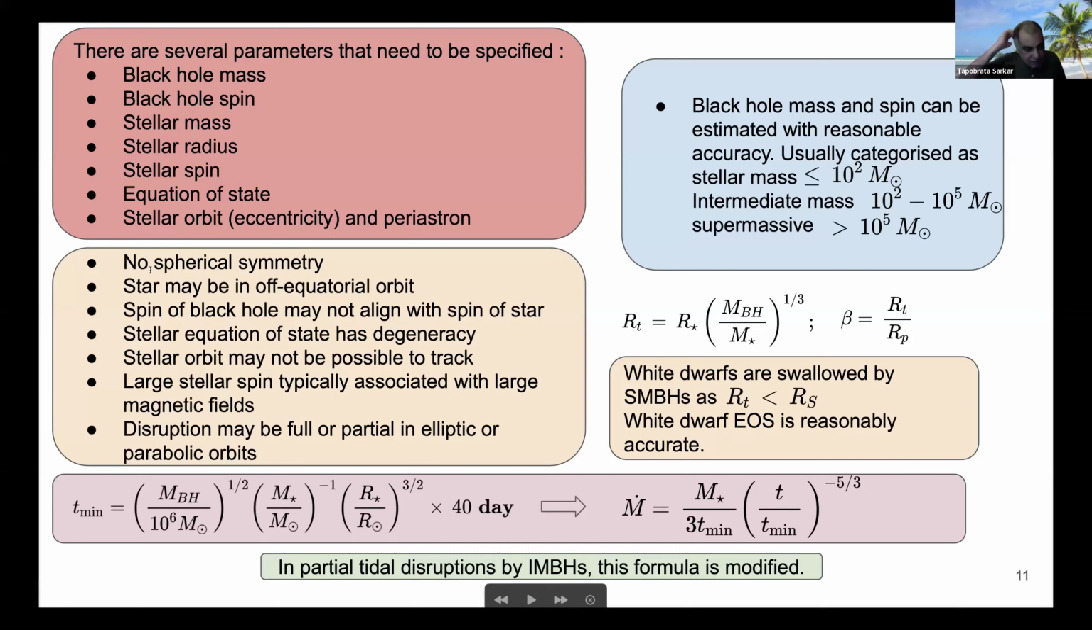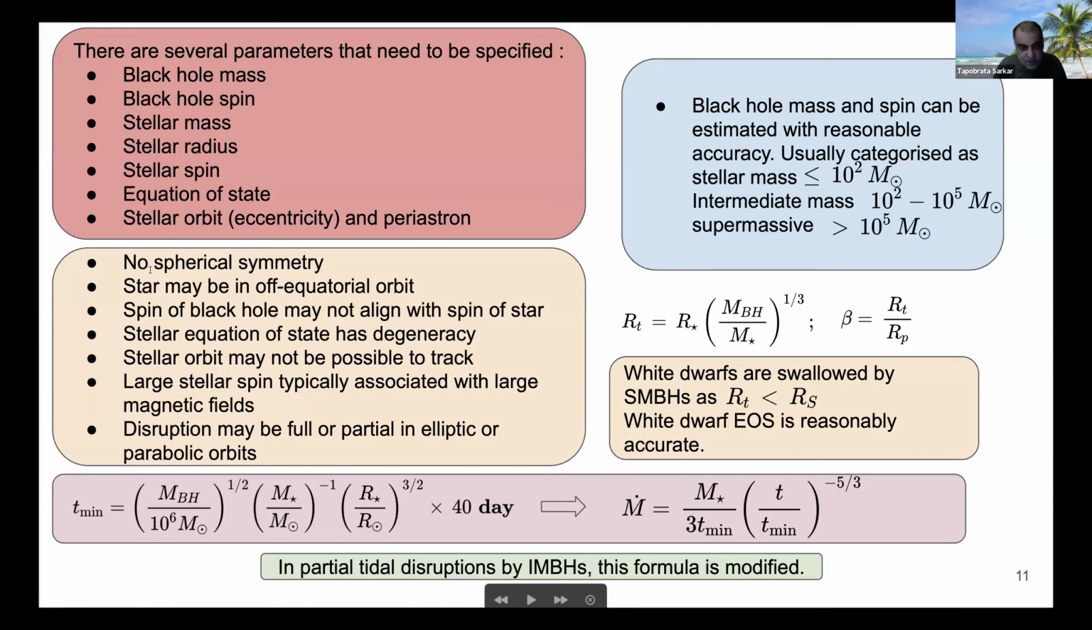Secondly, when you have a star in an off-equatorial orbit, there are additional complications because, for example, for Kerr black holes, you have a non-zero Carter's constant, and you have to deal with that as well. Okay, so there is another conserved quantity. Now, the spin of the black hole may not be aligned with the spin of the star. That's another thing. If these are not aligned, then there are processes by which the spins will tend to align with each other, but those are later. The equation of state has degeneracy.